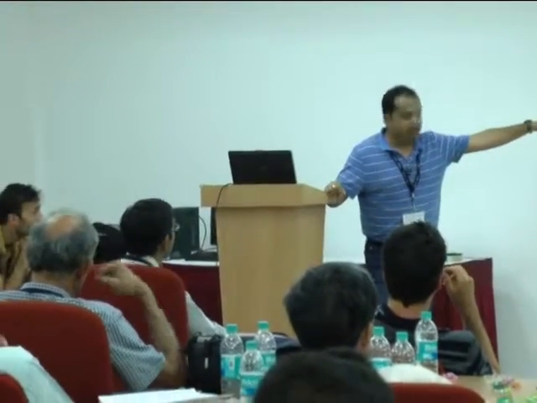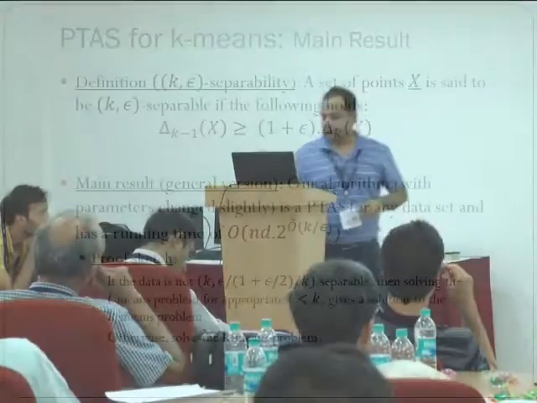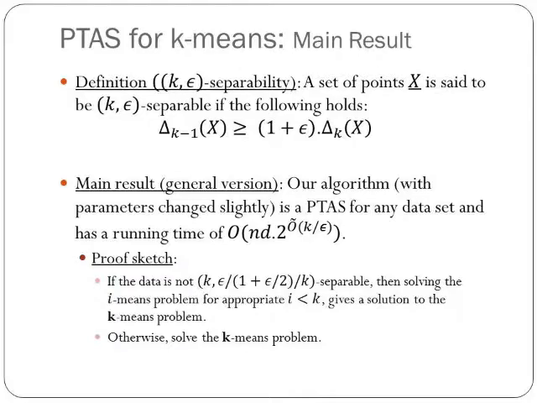Okay. So now, what do I mean by k epsilon separability? You need separability for this result? Assume separability. I'm going to show a result which does not assume any separability. Let me talk about separability. We already talked about this actually. A set of points X is said to be k epsilon separable if the following condition holds: delta k minus 1 divided by delta k is at least 1 plus epsilon. That is my definition of k epsilon separability.